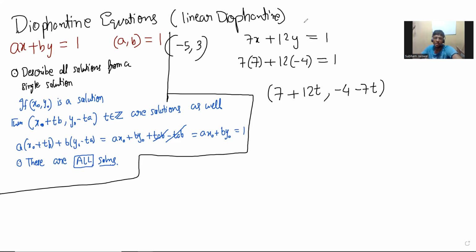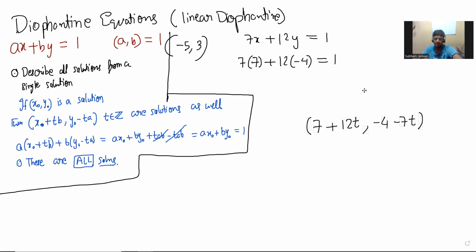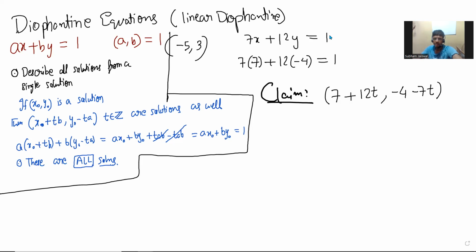Okay. So the claim is what we should just write: that these are all solutions. So let's just execute it in this case first, and in the general case the same reasoning will work. So any ideas as to how we can show this? From that line reasoning, it was clear, right? If you draw that 7x plus 12y, plot this point, you know that you will have to go a certain minimum number of steps.